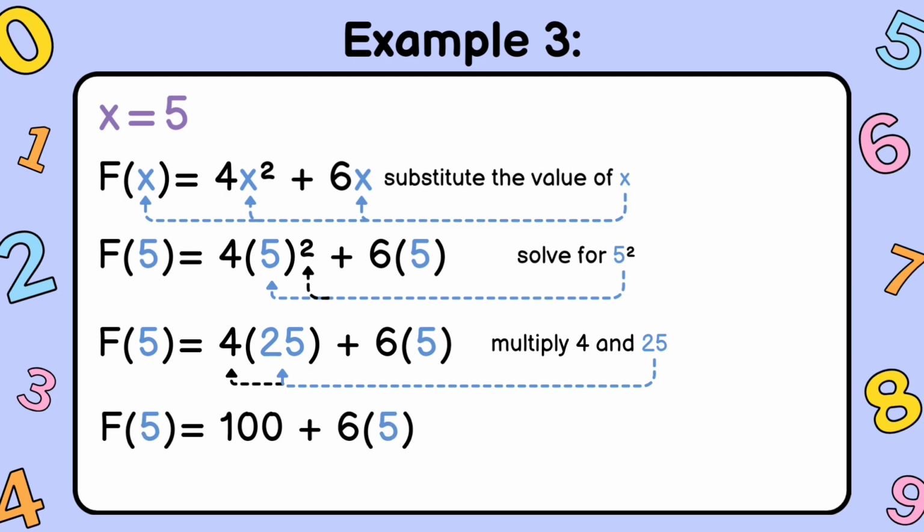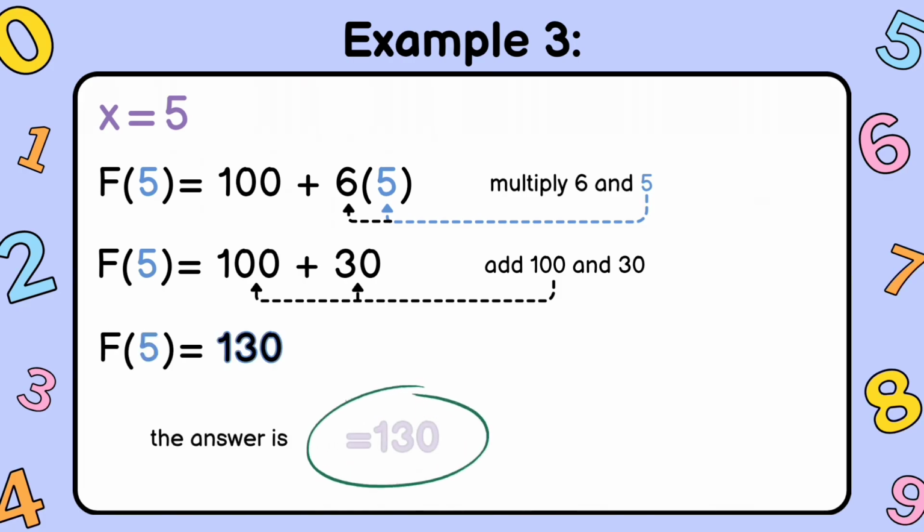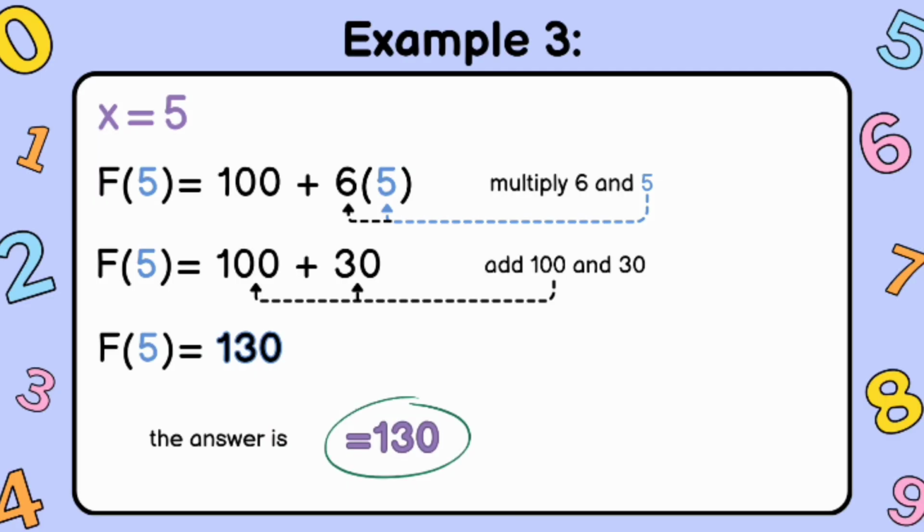f of 5 is equal to 100 plus 30. Now, we simply add the two parts of the equation. 100 plus 30 is equal to 130, so f of 5 is equal to 130. This is the final answer. When we plug 5 into the function f of x, we get 130 as the output.